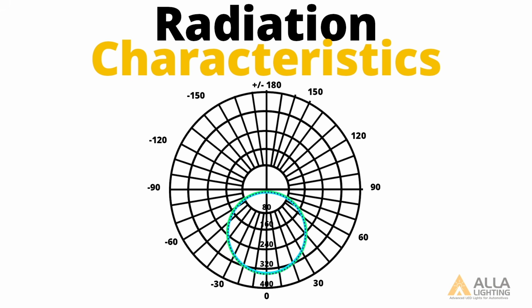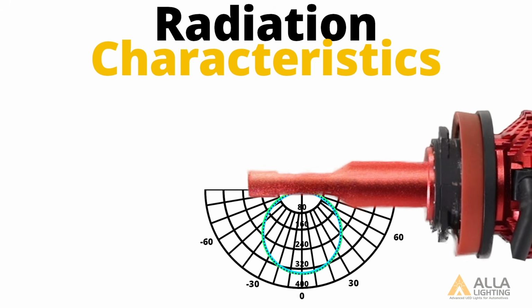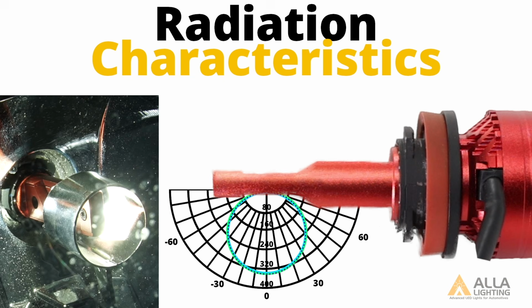The second reason, you need a beam adjustment. LED headlight bulbs should be adjusted according to its design to match the characteristics of the vehicle's headlight housing to achieve a clear beam pattern.